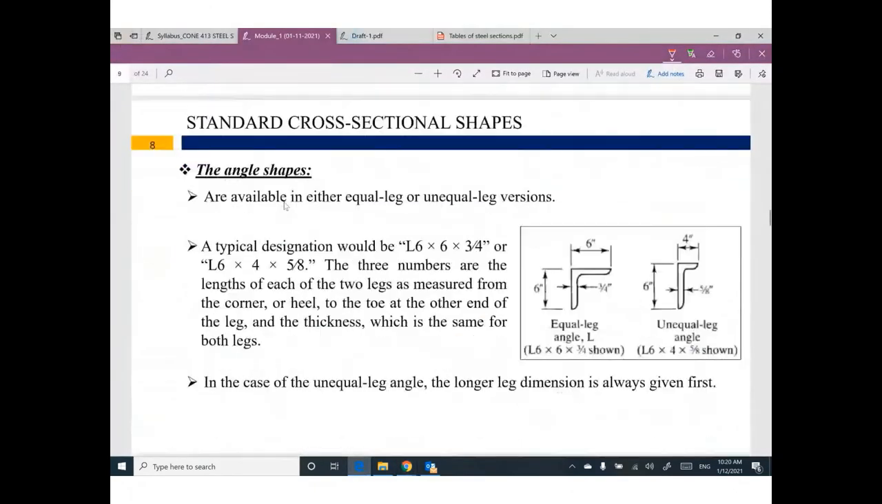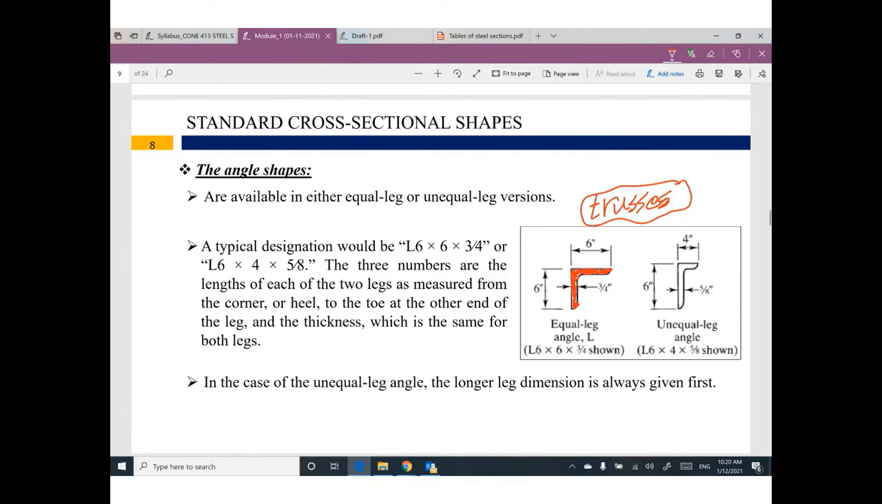The next one, angle shapes. Sometimes your cross section looks like an angle. This one is used mainly for trusses. If you go to Walmart and watch their roof or the slab or the floor of the Walmart, you can see trusses made from angles connected together.